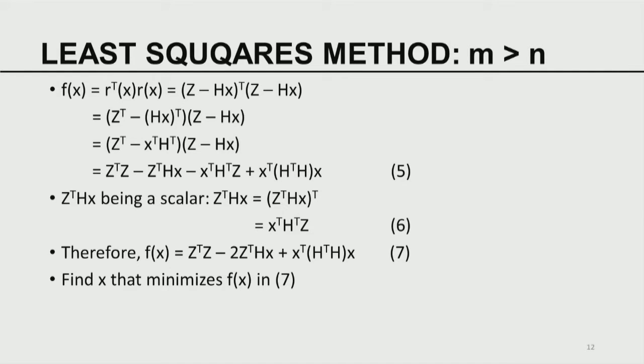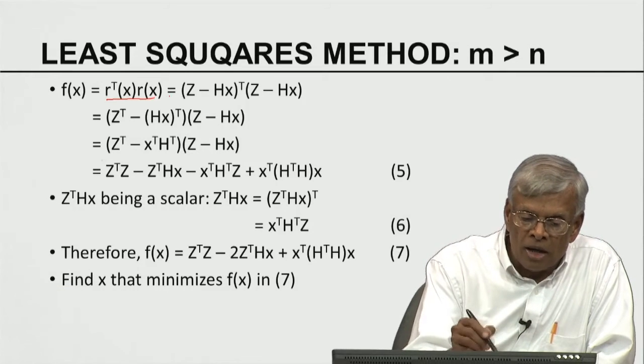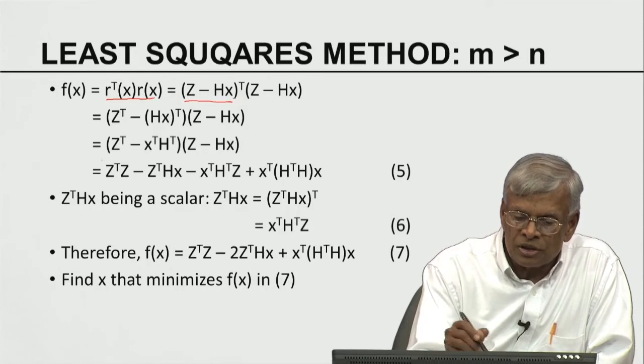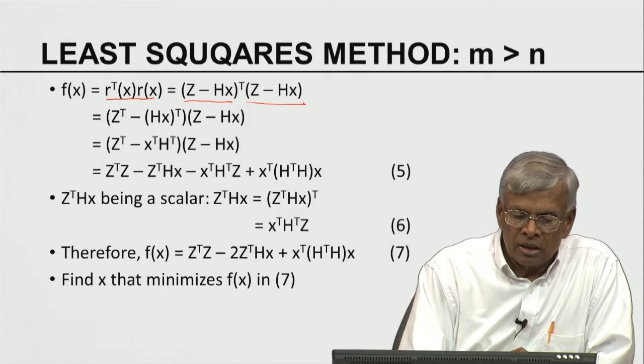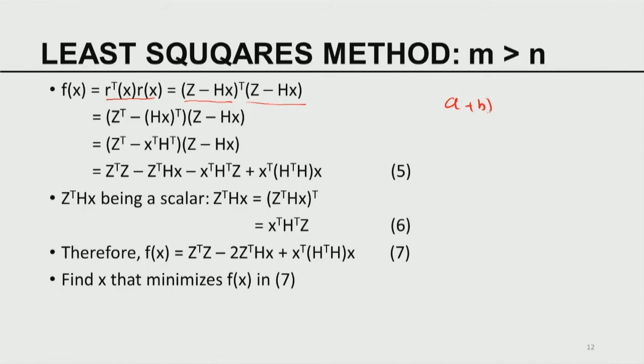So, f of x is equal to r transpose times r. This r is z minus h of x, we already know. So, this is z minus h of x transpose times z minus h of x. We already know the following: (a plus b) transpose is equal to a transpose plus b transpose. We also know (a b) transpose is equal to b transpose a transpose. These are the two formulas I am going to utilize. So, I first distribute the transpose, then I use the product rule.